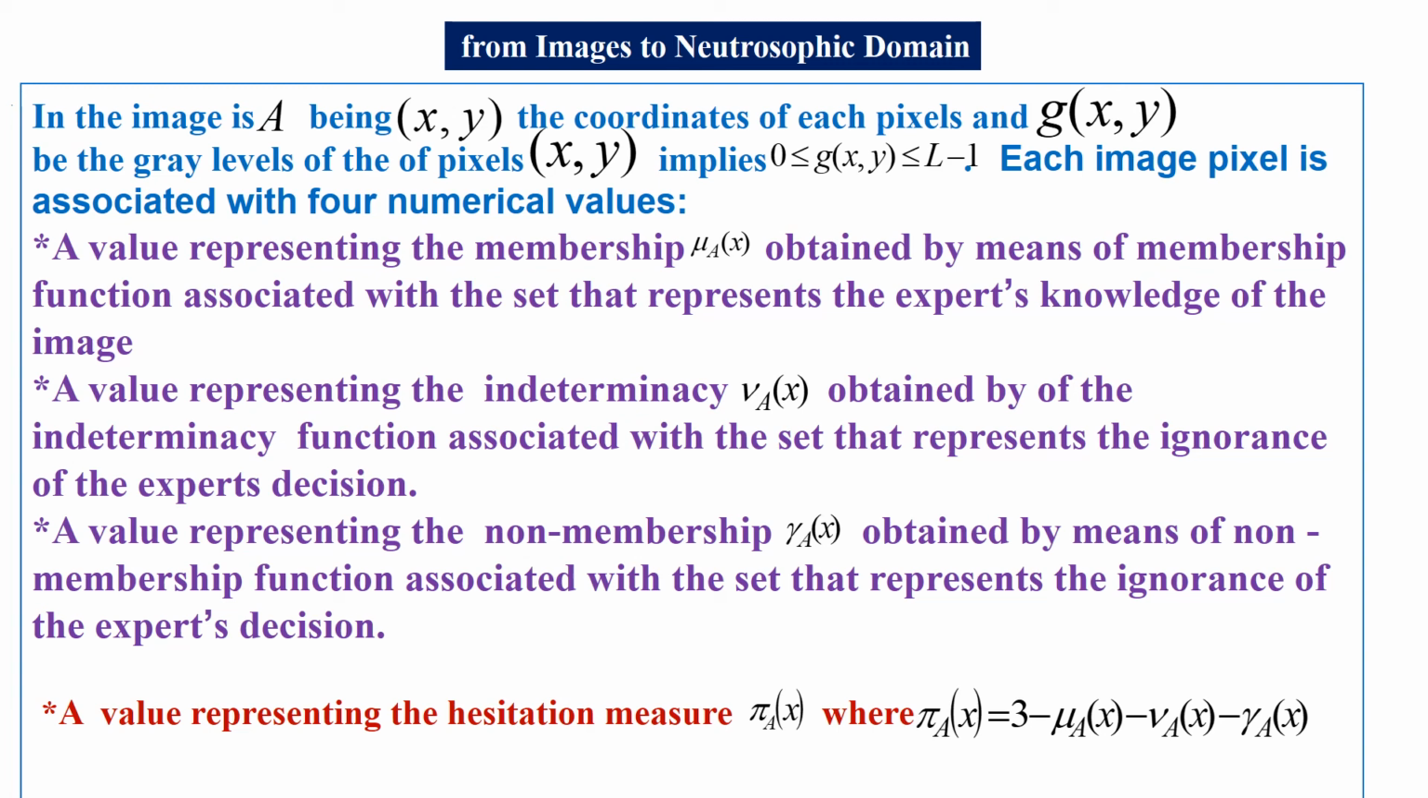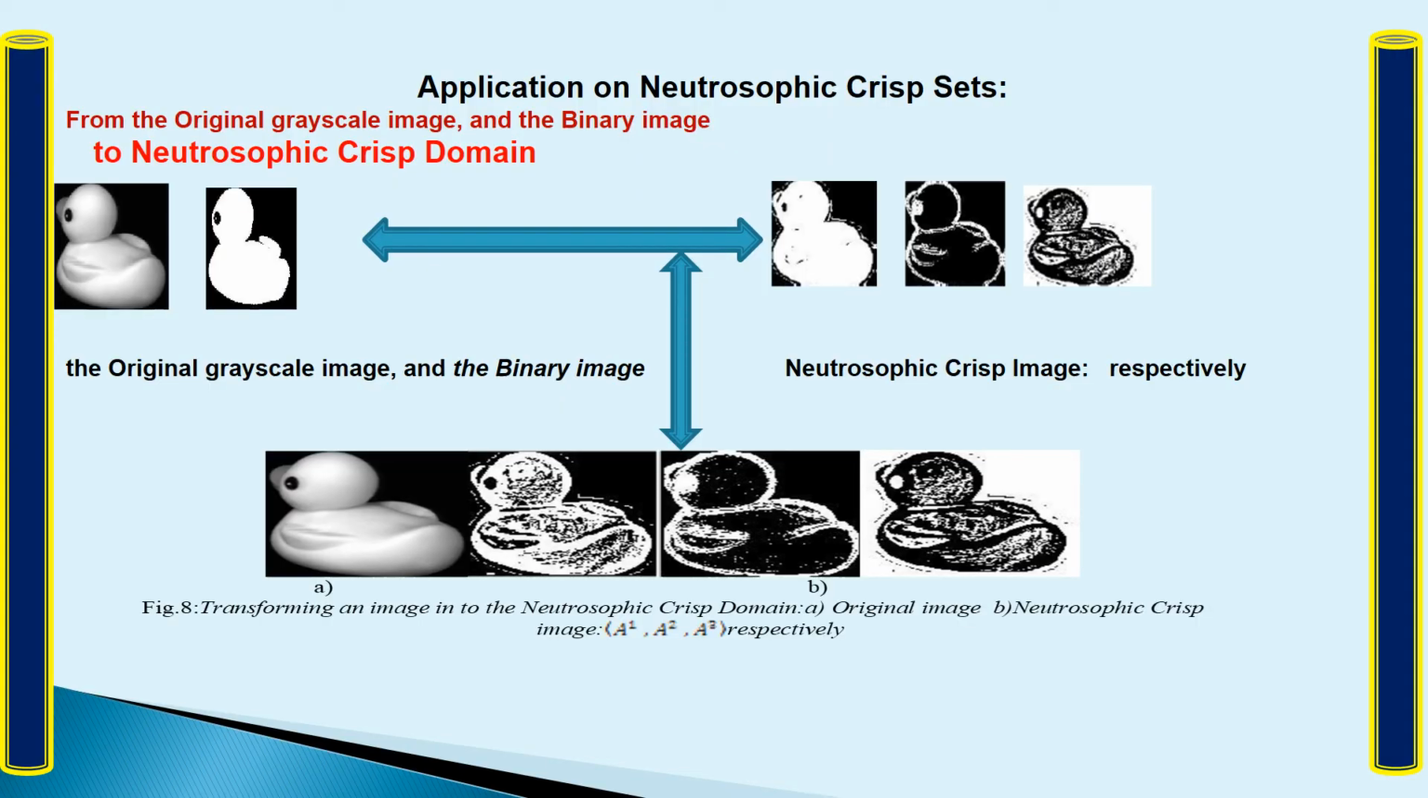A value representing the Hesitancy measure, where h(x) equals 3 minus the sum of the 3 membership functions: membership, non-membership, and indeterminacy. Another application of the Neutrosophic crisp set: from the original grayscale image and the binary image to the Neutrosophic crisp domain. The original grayscale image and the binary image are converted or transformed to the Neutrosophic domain.